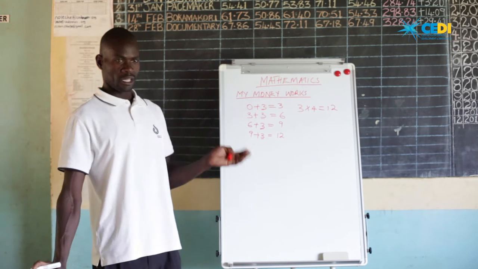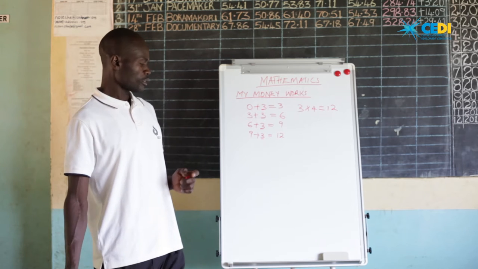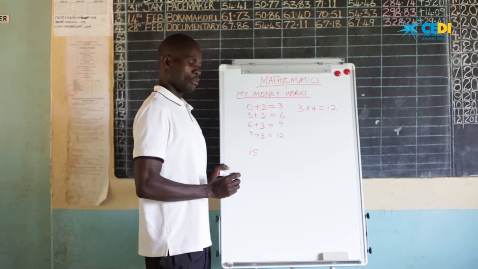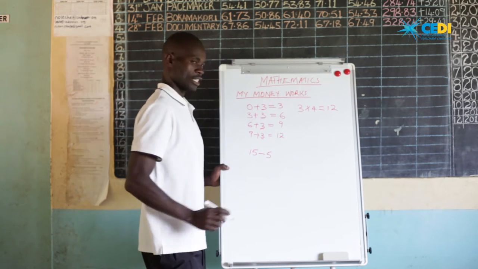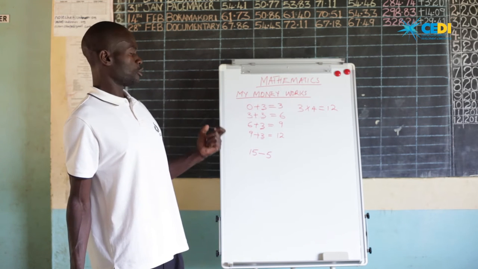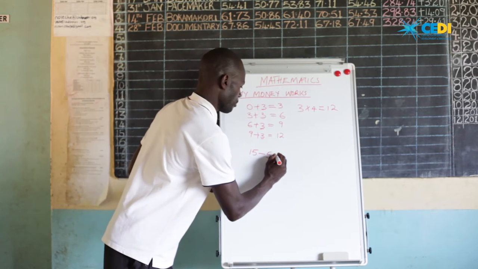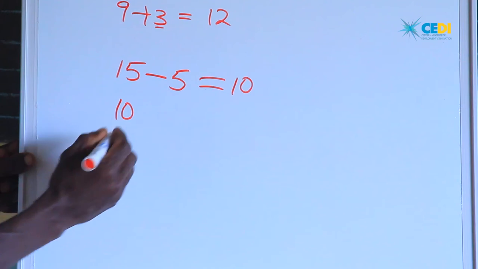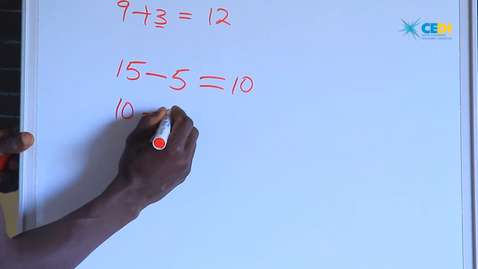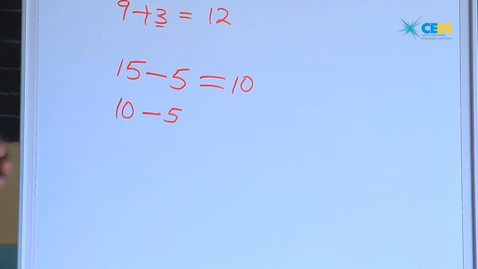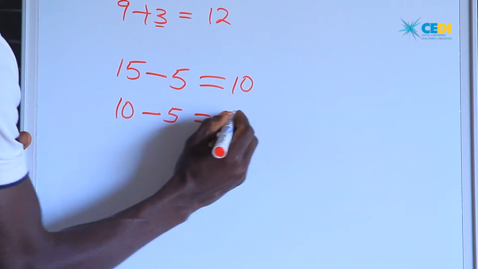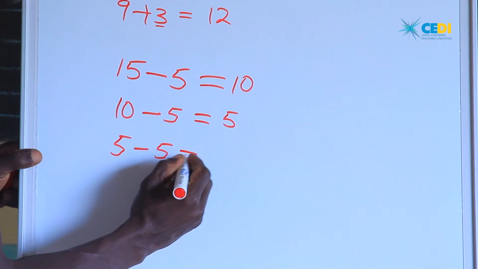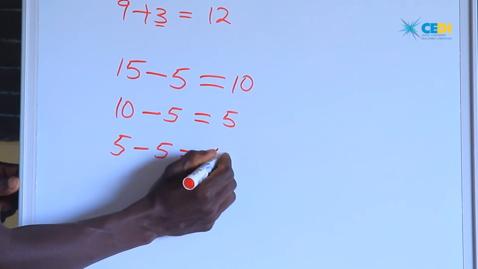Now, let us look at subtraction. We may have maybe 15 shillings. And then you are subtracting 5 shillings. If you have 15 shillings, then you take away 5 shillings, you remain with 10 shillings. Remember now you have 10 shillings after subtracting 5. You again subtract the same value, 5. You are going to remain with 5 shillings. Again, you subtract 5. What you are going to remain with here is now 0.